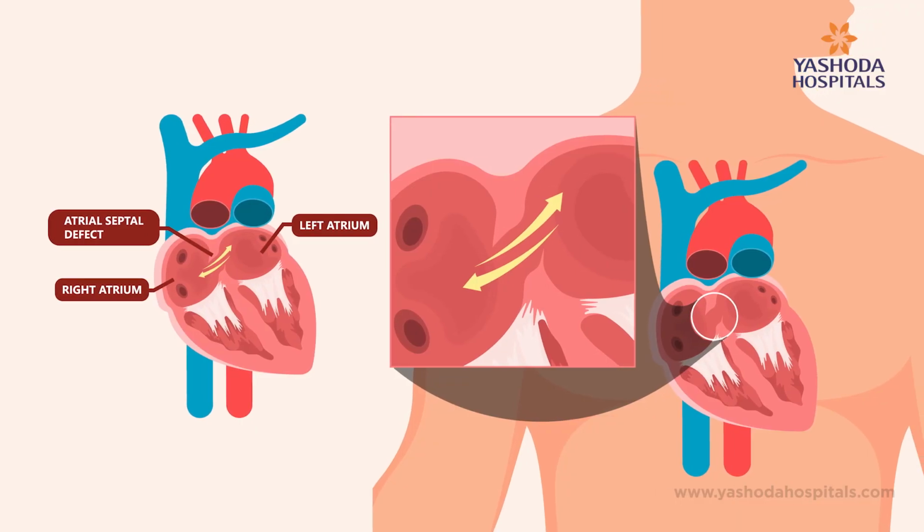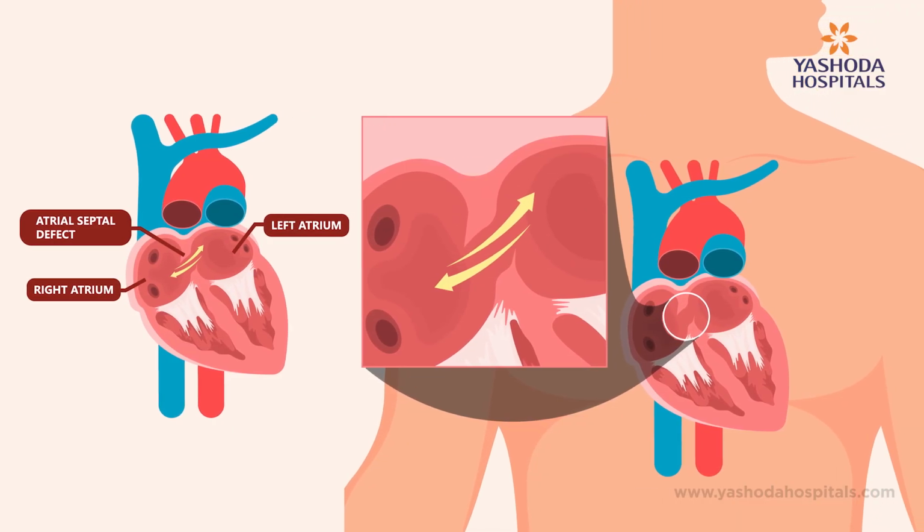Today I am going to talk about atrial septal defect or ASD. ASD is a common acyanotic congenital heart disease. It is present right from the time of the birth. It is an abnormal communication between the right and the left atrium.